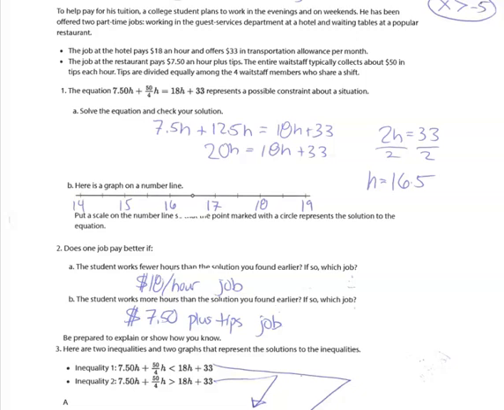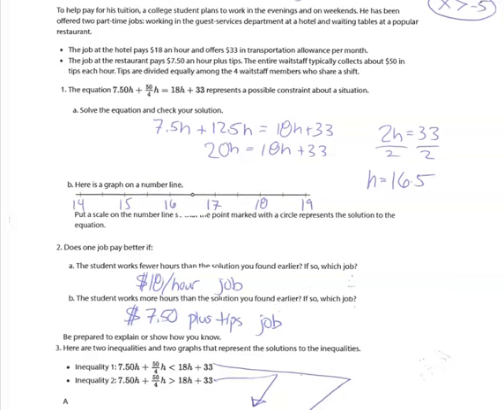This problem right here was talking about a person who had 2 different options for a job. One paid 18 bucks an hour and they gave them $33 towards transportation. The other one was $7.50 per hour and then they got $50 an hour in tips, but they had to split it between 4 different people. They give you the equation that would represent this.